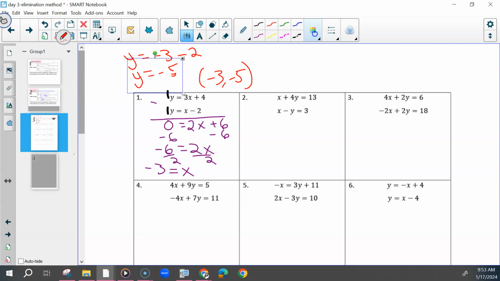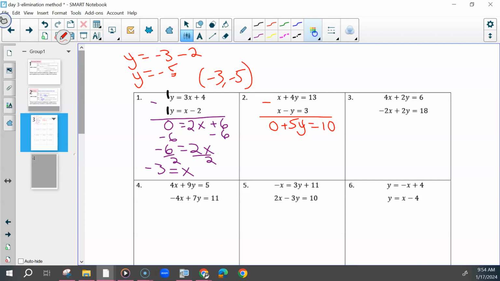Number 2 is not in the same format as number 1, but that's okay, it doesn't matter. It doesn't have to be in y equals mx plus b. Which of these are the common coefficients, x or y? X. So we could get rid of x by adding or subtracting? Subtracting. So we're going to subtract them as is, everything's lined up. So x minus x would give us 0. 4y minus a negative, that would become a plus. And 13 minus 3 would give us 9.